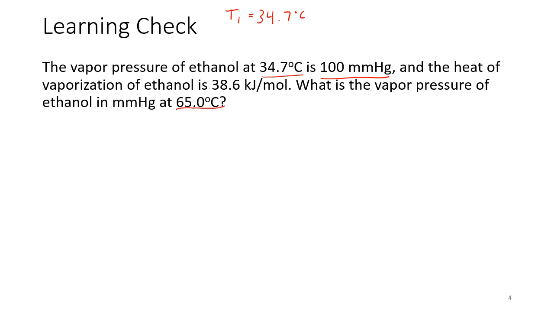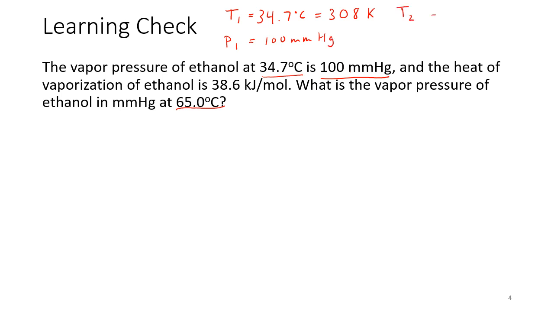34.7 degrees Celsius, and then we're going to need to add 273 in order to convert it to units of Kelvin. So that'll be 308 Kelvin. P1 will go with T1, and so that will be 100 millimeters of mercury.